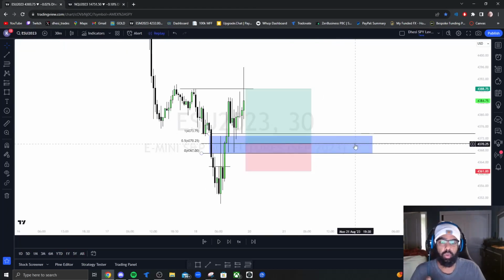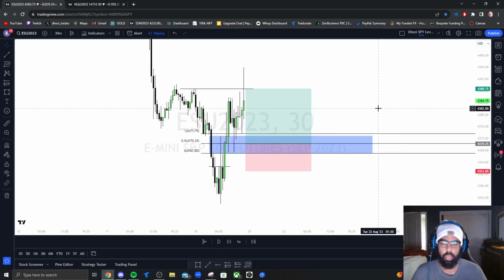And that's how you could form a bias intraday, even if you don't know the bias overall, the overall sentiment on the 1 hour, 4 hour, daily chart.